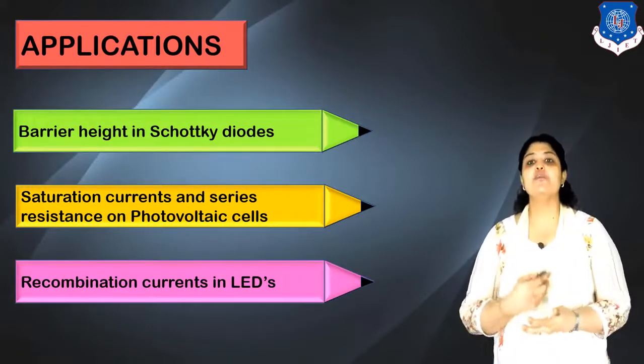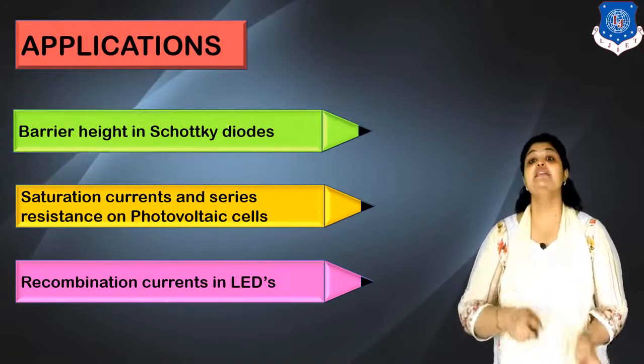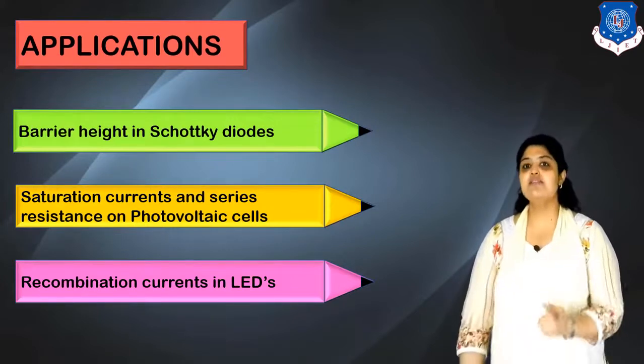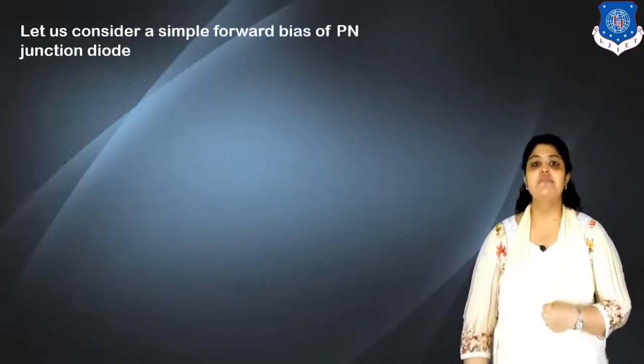Next, we have recombination currents in LEDs. Recombination currents in LEDs are important because higher is the recombination current, higher will be the light. So these are some of the applications of the parameter extraction method. Now, let's start with exactly the method.